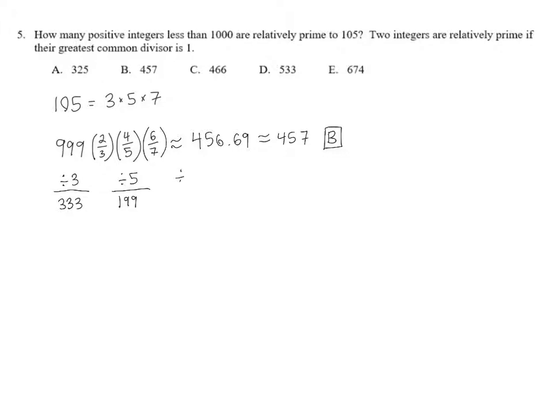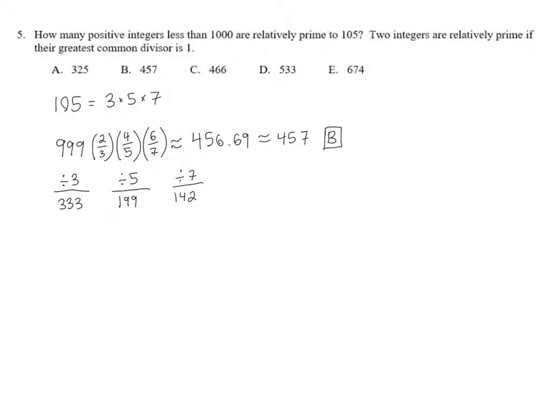Similarly, if we want to look at the numbers that are divisible by 7, we can take 999 and divide by 7. We get 142.7 something, but we're only going to have 142 because that extra 0.7 consists of the last few numbers less than or equal to 999 that aren't actually divisible by 7. So we've got 333, 199, and 142, but we're actually not counting correctly.